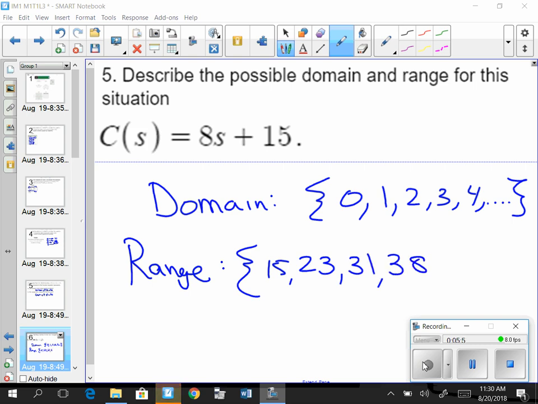Add 8 again. So there's no way the cost would be something like $40, because to get 40, we would need to have a decimal or a fraction number of shirts. It's not going to happen. So our range, or our outputs, all these numbers, it goes on forever, starts at 15, keep adding 8. I'd call this more of an advanced question. Don't freak out if this one seemed hard to you during class.